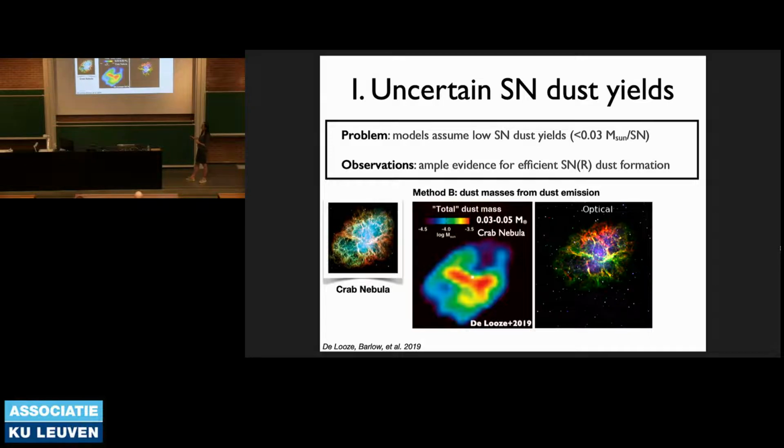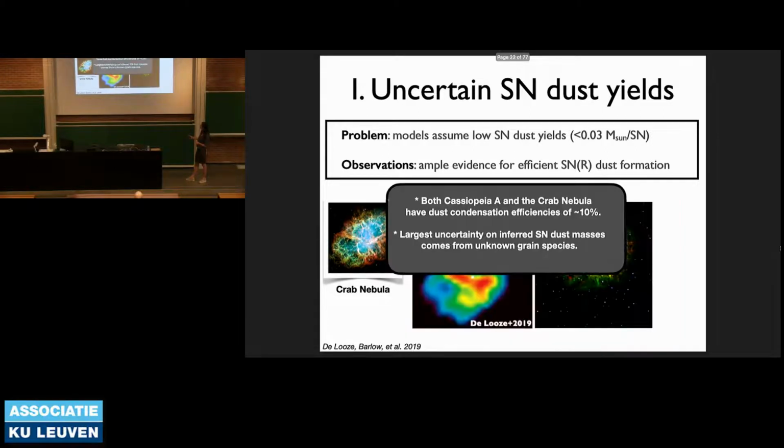And we get a somewhat lower dust mass, so we get 0.03 up to 0.05, which is somewhat lower, especially compared to earlier predictions. But also, I should mention that the Crab Nebula actually originates from a somewhat lower mass progenitor, between 8 and 12 solar masses. And actually, the conclusion that holds for both, both Cassiopeia A and the Crab Nebula, is a dust condensation efficiency of about 10%. So the amount of metals locked up in dust grains is around 10%, which is consistent with models as well.